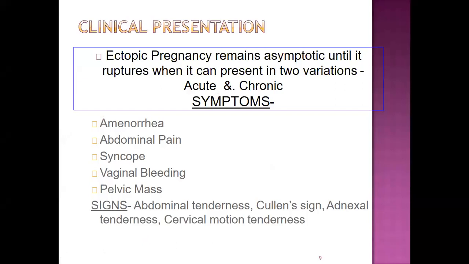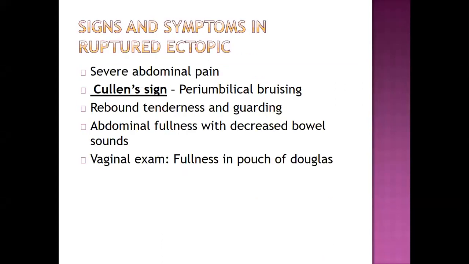Now, what happens with the patient or female when she has an ectopic pregnancy? First of all, every pregnancy causes amenorrhea. Then she can present with two types of symptoms, acute symptoms and chronic symptoms. Acute symptoms mostly occur when there is rupture of the ectopic pregnancy, and chronic when it is present but the patient doesn't know. First of all, there is amenorrhea, abdominal pain, syncope attacks, vaginal bleeding, and when we do the pelvic examination or ultrasound, we find a pelvic mass. What are the signs? When we examine the patient, there is abdominal tenderness, Cullen's sign, adnexal tenderness, and cervical motion tenderness. As I told you, I will explain Cullen's sign later on.